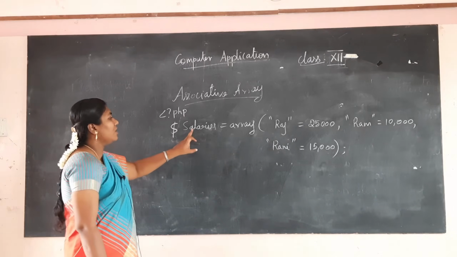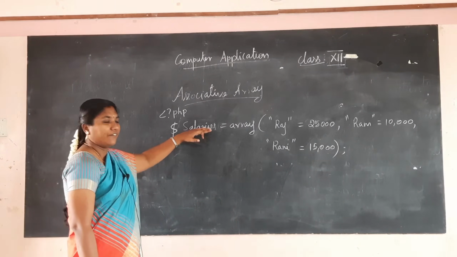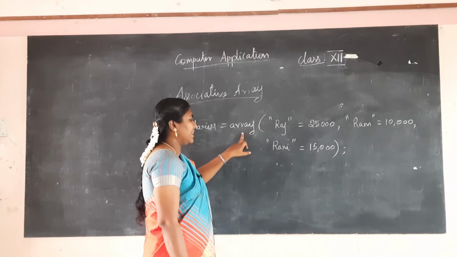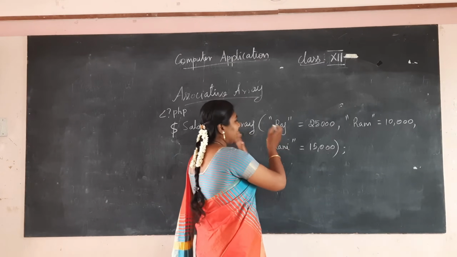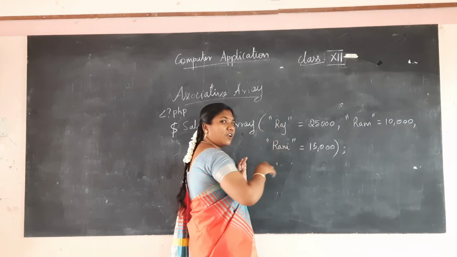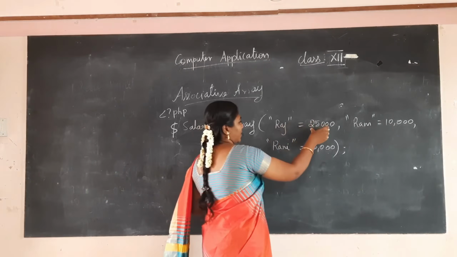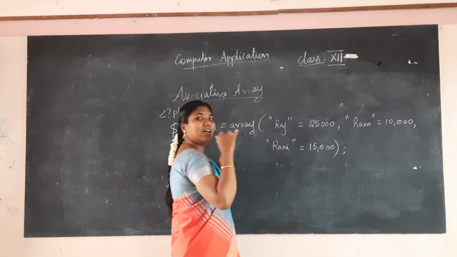Salaries is the variable name and array is the keyword. It denotes that I am going to create an array. Here I have the index as Raj. Instead of a numeric index I have a string index. For Raj it is 25,000, for Ram it is 10,000 and for Rani it is 15,000.